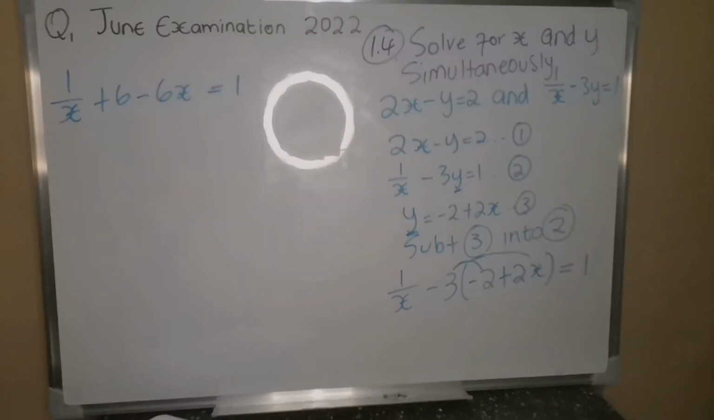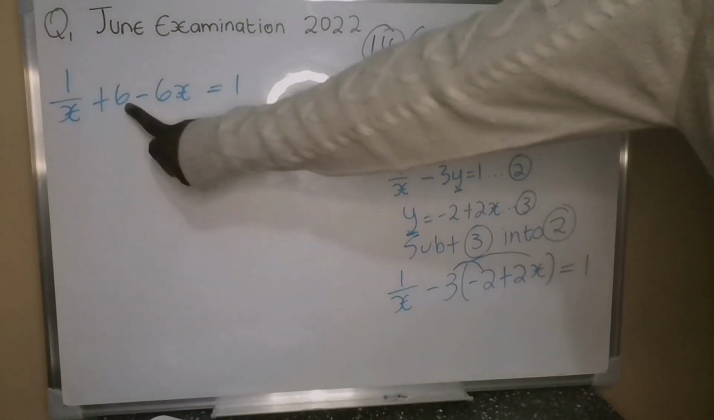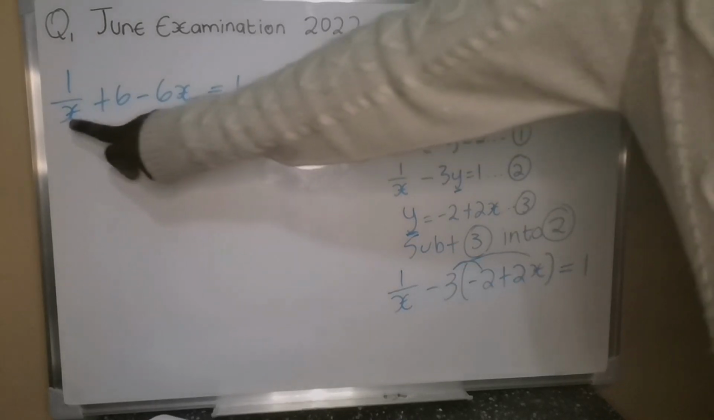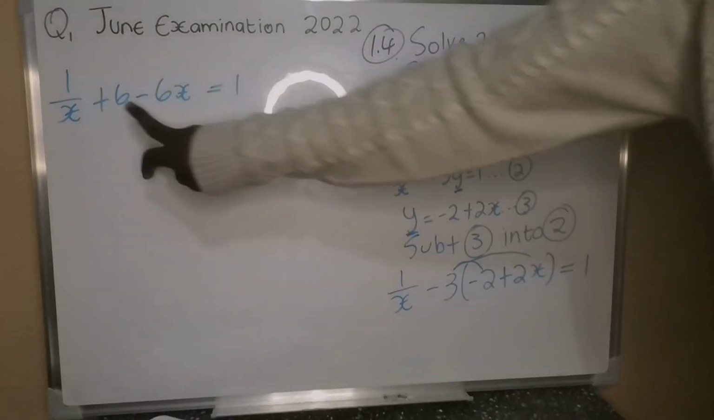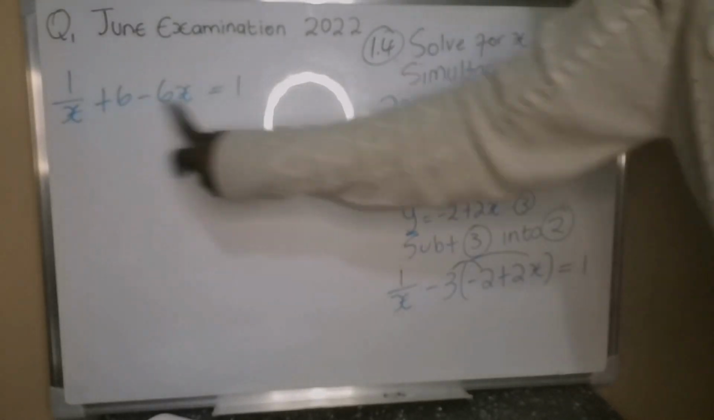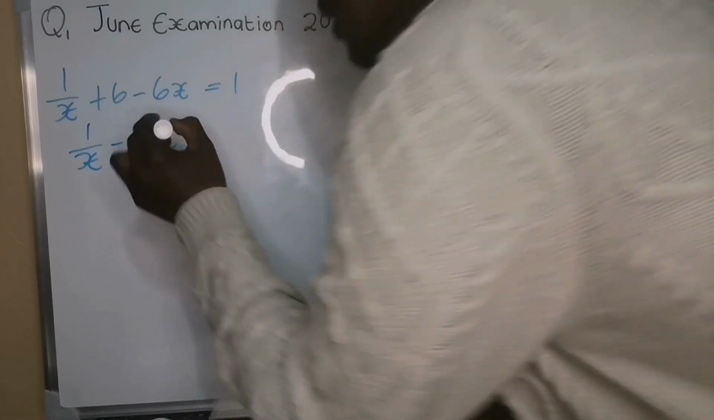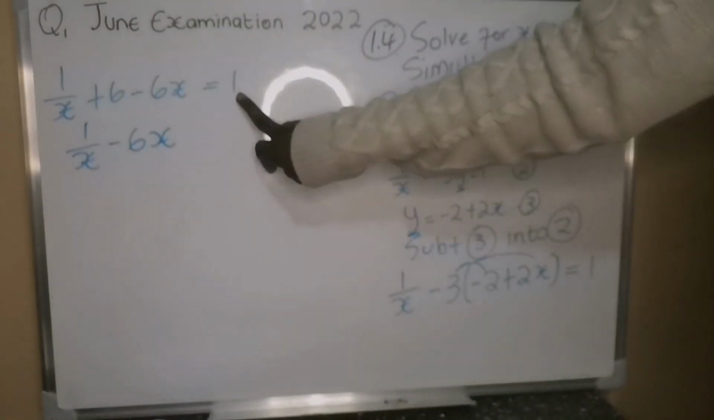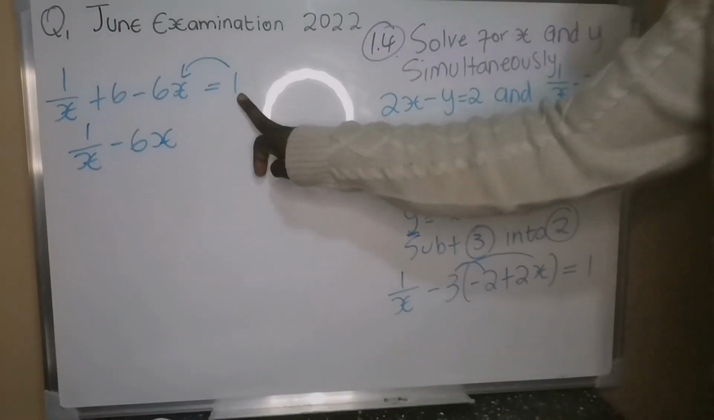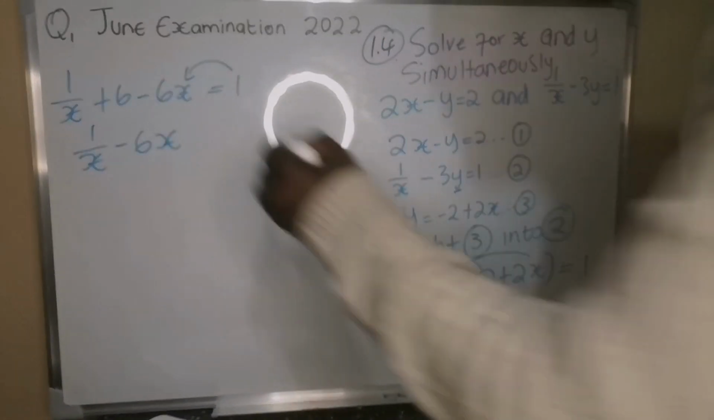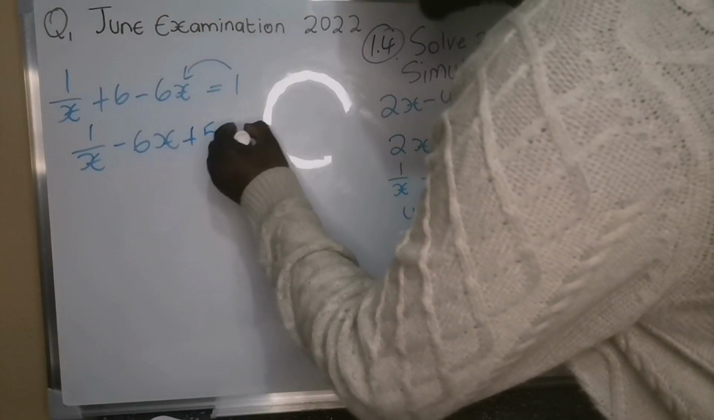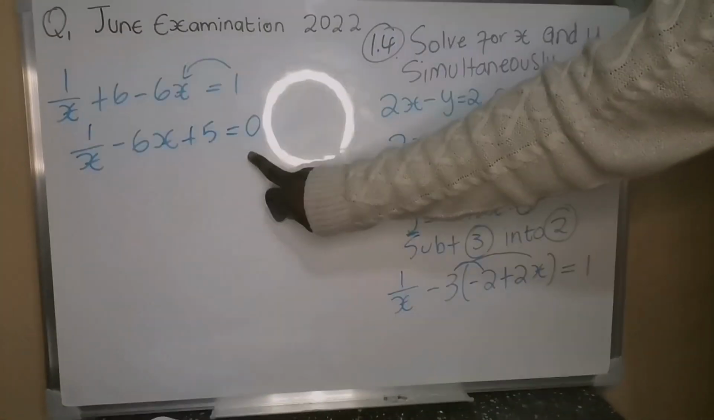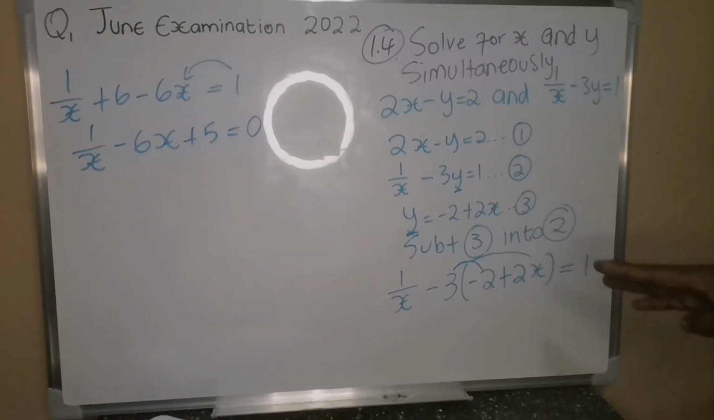Now, like terms. Do we have like terms here? I think yes. 6 and 1 are like terms. For now, let us add the constants here. So I'm going to have 1 over x minus 6x, you group them. But now, if I take this 1 to the left, I'm going to have 6 minus 1, which is plus 5, equal to 0. Your aim is that you should have 0 on one side. You must have 0 on one side.